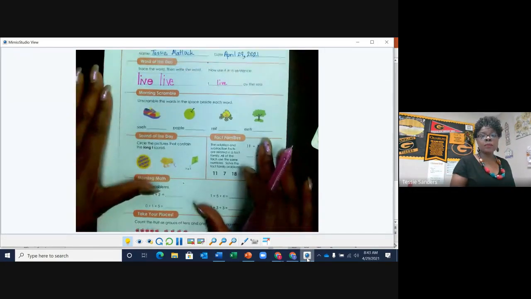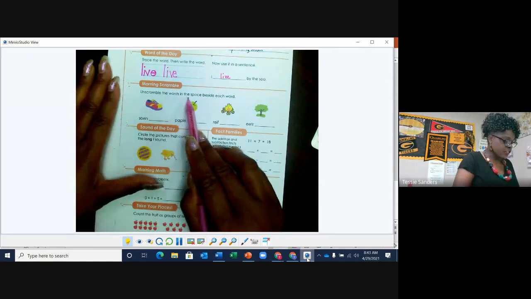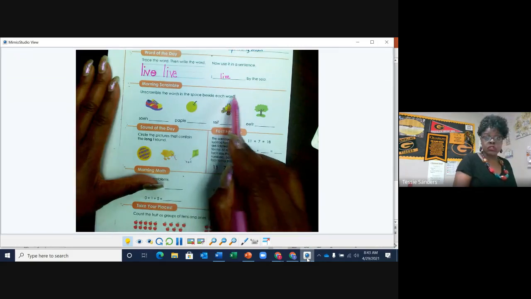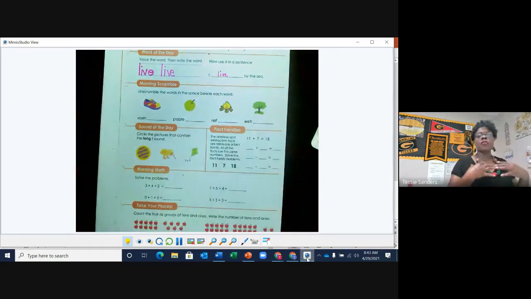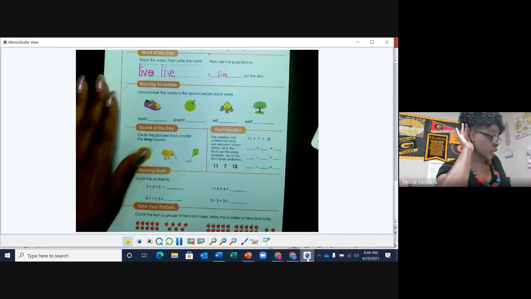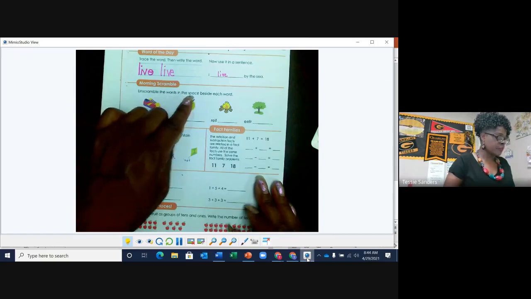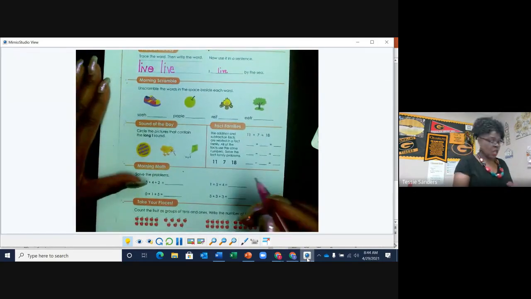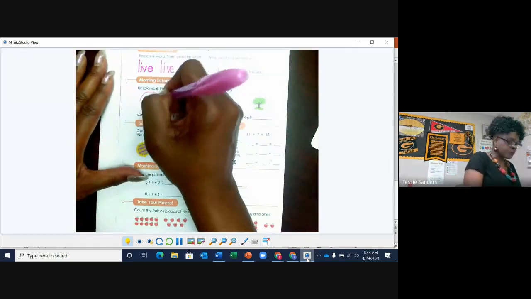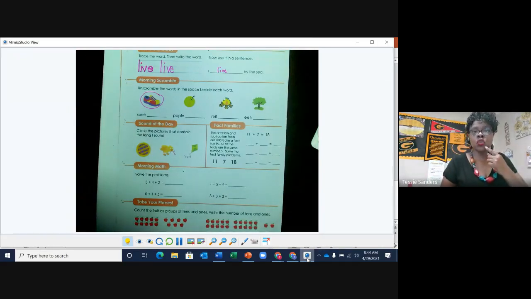Morning scramble. Unscramble the words in the space beside each word. Read the statement again with Professor Madlock. Let's read. Unscramble the words in the space beside each word. Let's begin. Look at the picture. What is it? A shoe.